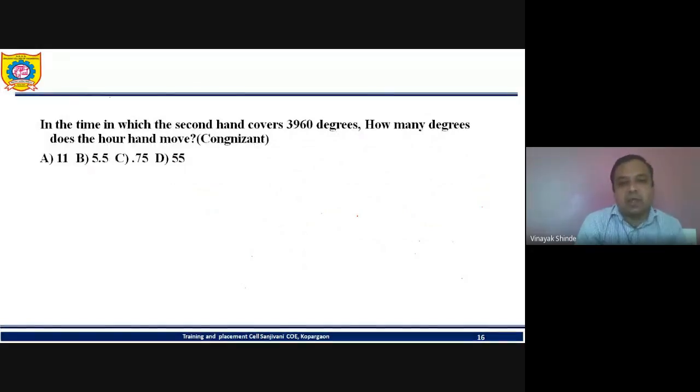Another question which is asked in Cognizant. In the time in which the second hand covers 3960 degrees, how many degrees does the hour hand move? Again, another simple question. You just need to convert these degrees into the form of minutes and you can get the correct answer.